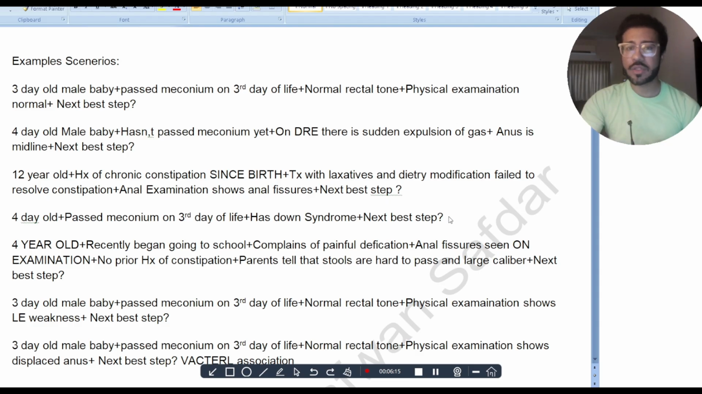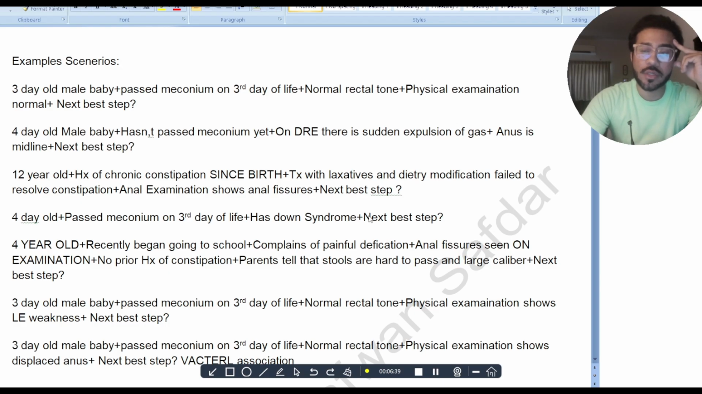So this is how, just changing a few things, the scenario when it comes, it's going to be really long in length, and that becomes really overwhelming. But in the end, it's just 2 to 3 points that you need to make a diagnosis and reach your answer. So the answer would be, we suspect Hirschsprung disease since the patient has Down syndrome and delayed passage of meconium. So we're going to do a barium enema in this case.